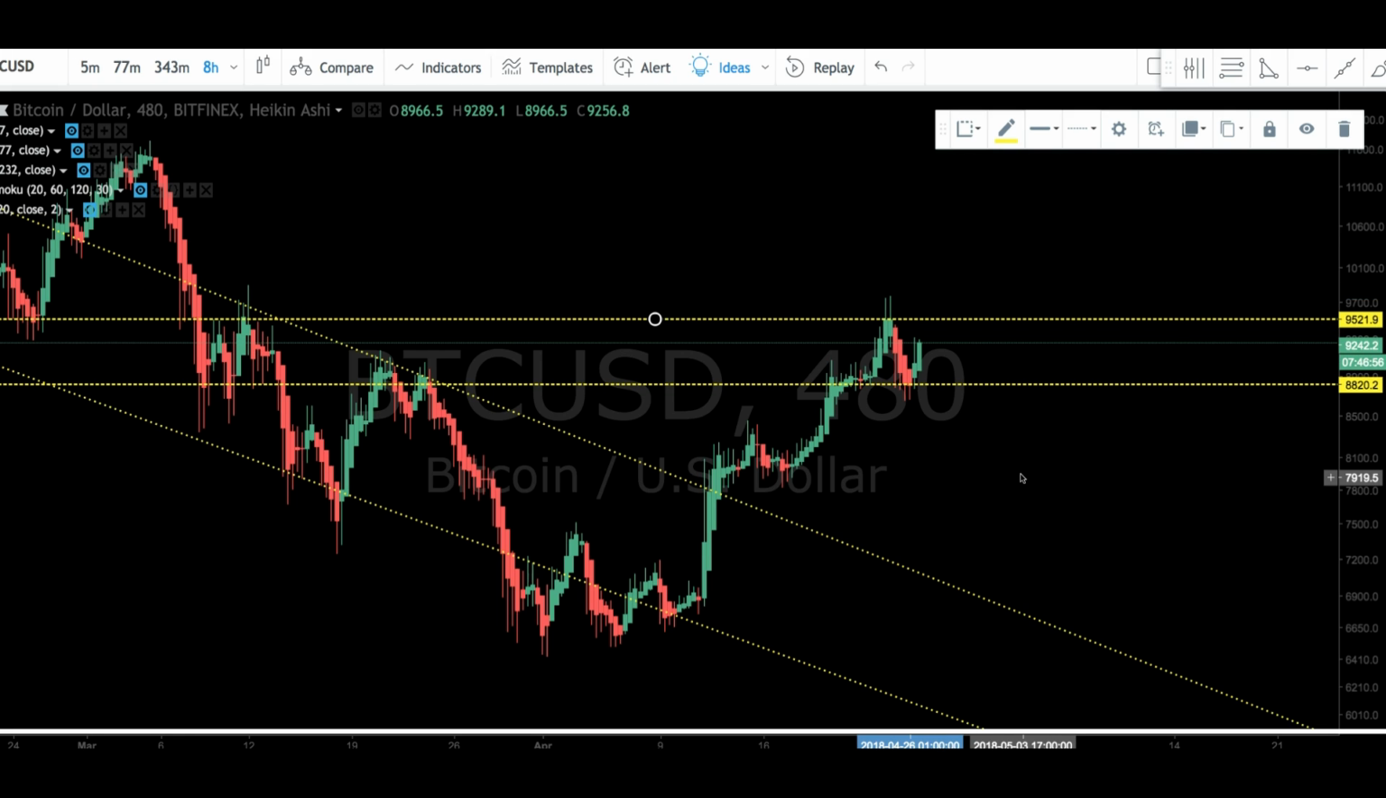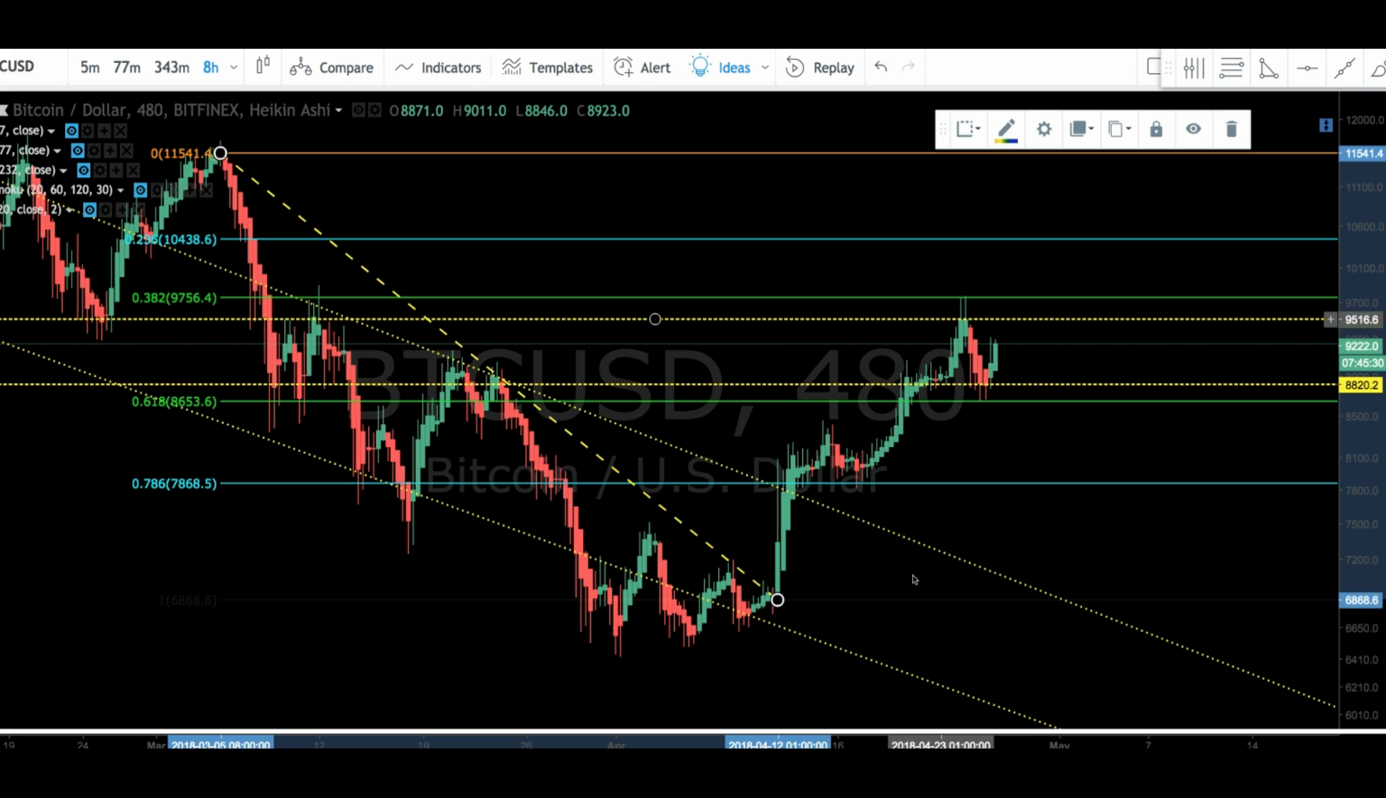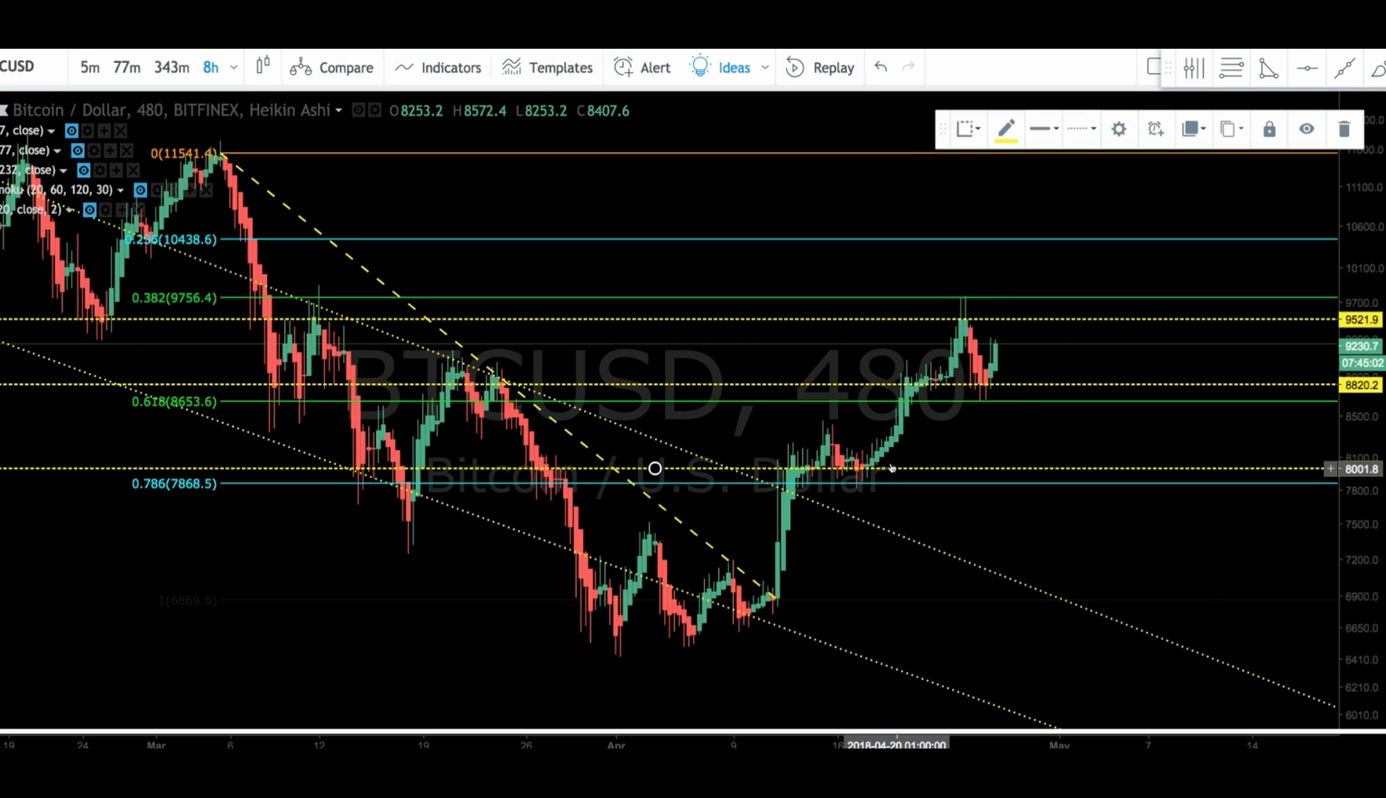So if we want to tighten up that channel a little bit and give ourselves a little bit more to look at, we'd be calling the 95.21 as our resistance up here, and we'll call the support level 88.20. A breakout of 95 and then settling above this 97.56 would give us a little bit more confidence that we're shooting for that 10.4. If we break through this support level of 88 and it's confirmed at 86.53, then the next support level that we're looking at would be in a range of 8,000 to 7,800, somewhere in there.